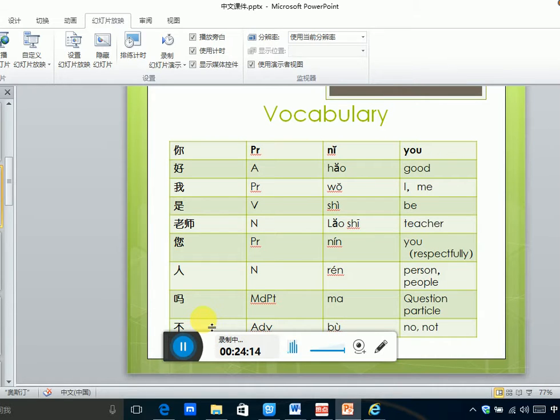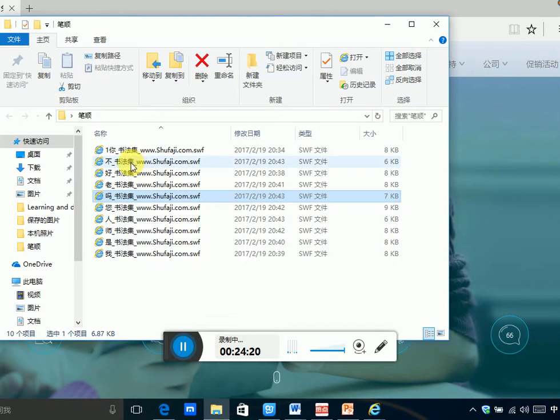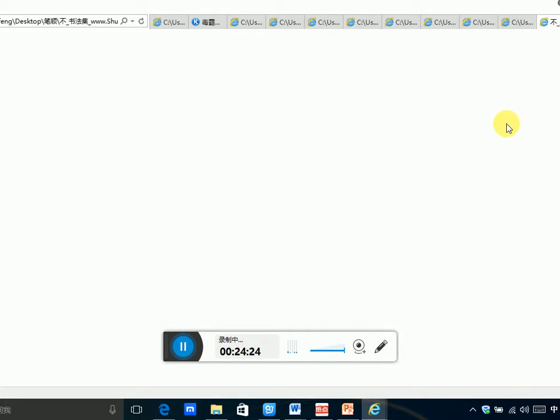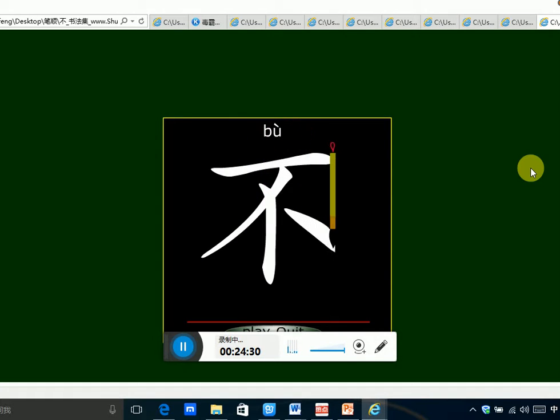And the last one, 不, means no. When we want to change a positive sentence into a negative sentence, we add 不 within the sentence.